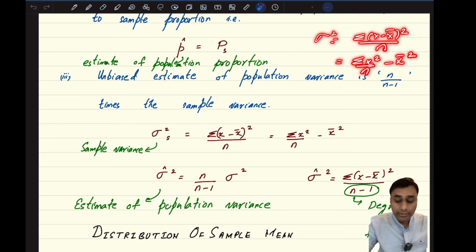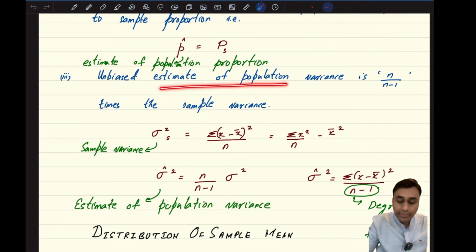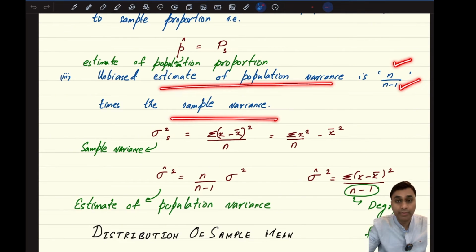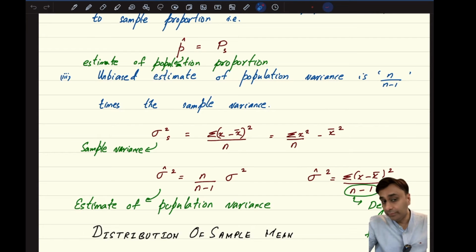So by using these formulas, if you are able to calculate the variance of the sample, then you just need to multiply it by n upon n minus 1. So the unbiased estimate of the population variance is n upon n minus 1 times the sample variance. If you have a small sample and you're able to calculate its variance, multiply that by n upon n minus 1 and you will get the unbiased estimate of the population variance.